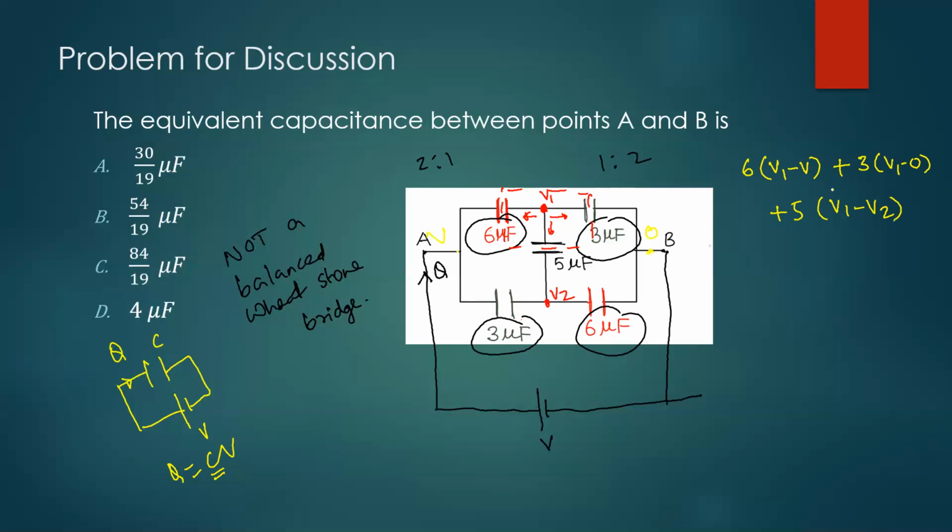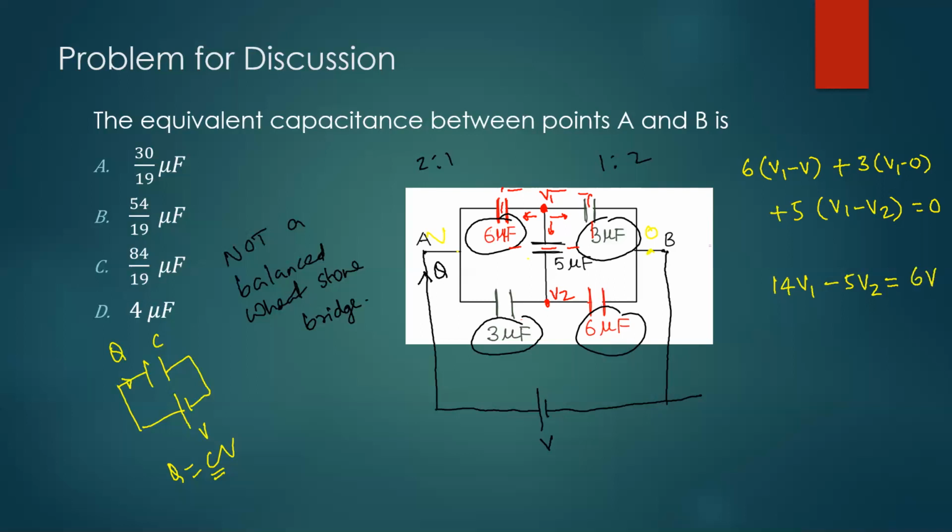But this is the charge on these three plates. The sum of these charges should be zero, so you will get one equation from here. What is the equation that you will get? I think it is 14 V1 minus 5 V2 is equal to, I think, 6V. So you have this equation.